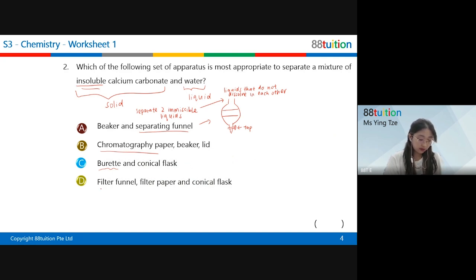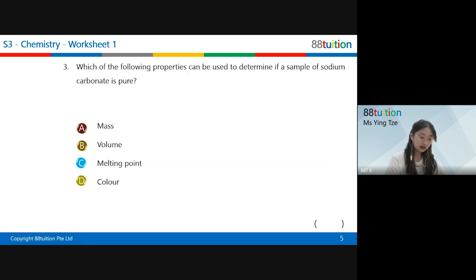So we will use the filter funnel to separate the solid from the liquid. It looks like this. Our filter funnel is here, and then the filter paper is over here. Then we will pour the mixture of insoluble calcium carbonate and water here. Only the water will flow through over here. So the answer is D. Okay, please try the third question.